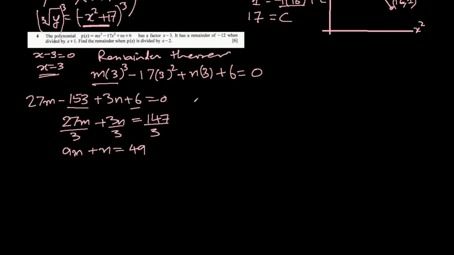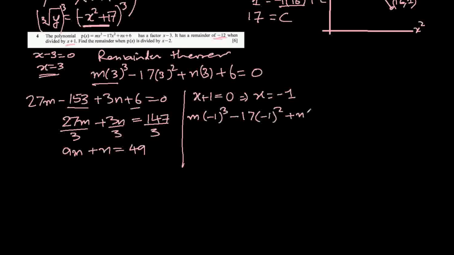Now we will use the second fact. They said when it is divided by x plus 1, so x plus 1 is a divisor, make it equal to 0, it gives us x equal to minus 1. So according to the remainder theorem, if I substitute minus 1, I should get a value of minus 12. So let me do that. m times (minus 1) cube minus 17 times (minus 1) square plus n times (minus 1) plus 6 has to be equal to minus 12.